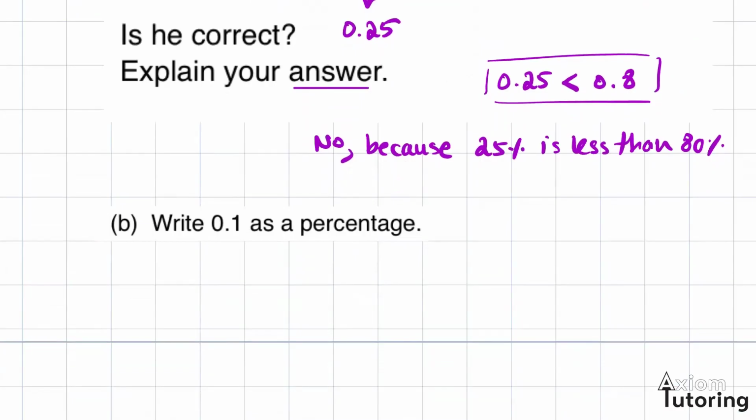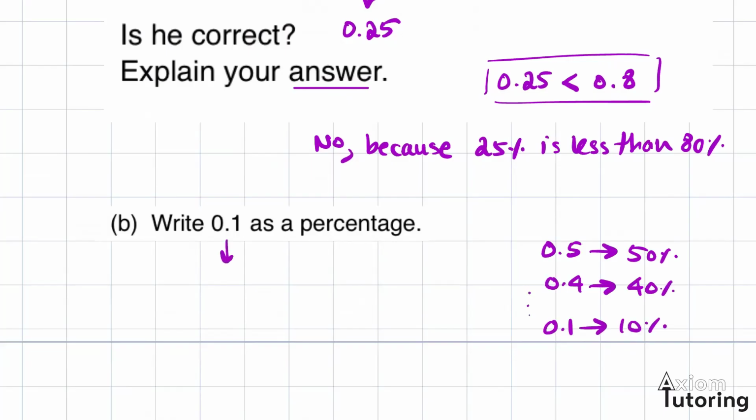Part B, write 0.1 as a percentage. Well, we can go back to intuitively knowing that 0.5 is 50%, 0.4 is 40%. If we continue this, 0.1 is 10%. So 0.1 as a percentage is 10%. If you want to do it by calculating, you times this decimal by 100, and you'll get 10%.